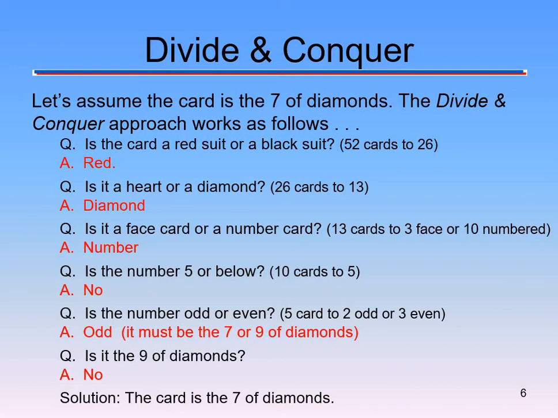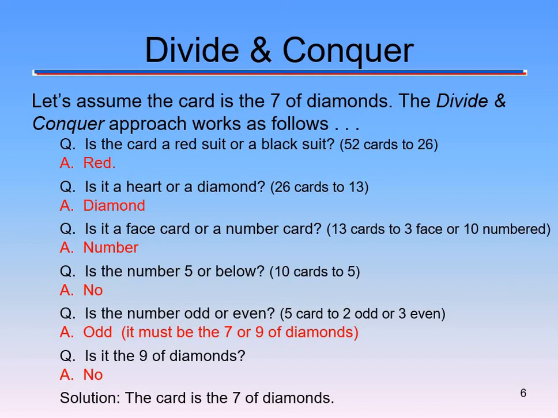So you get the word that it's a number. Then you would ask, is the number below 5? And you would get a no. So that means, all right, is it odd or even? Okay, you would get that it's even, or I'm sorry, that it's odd, and then you narrow it down to the 7 or 9. Say, is it the 9? No. So divide and conquer, we're just breaking it down.